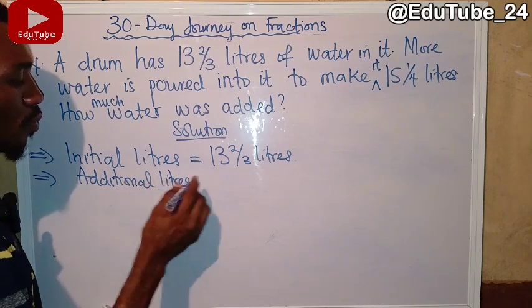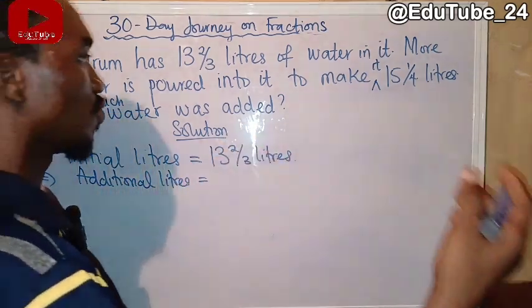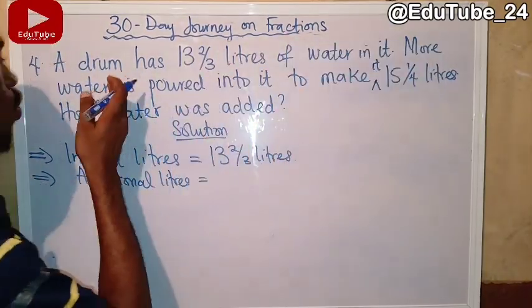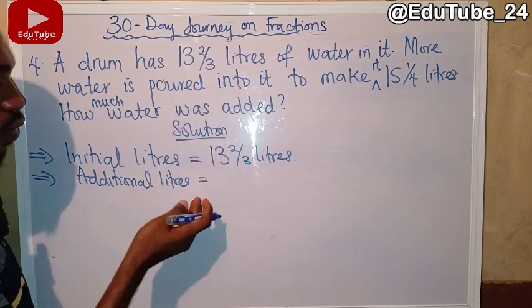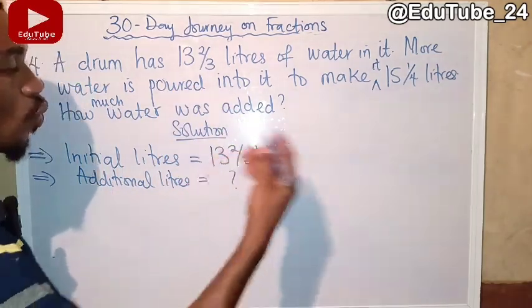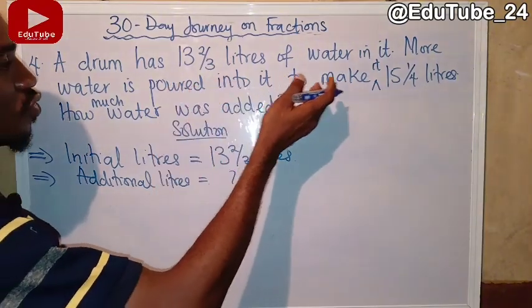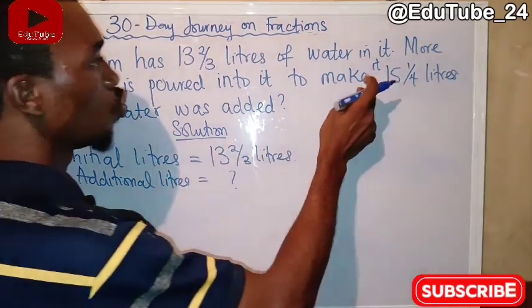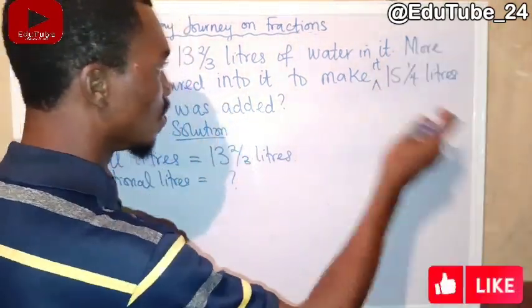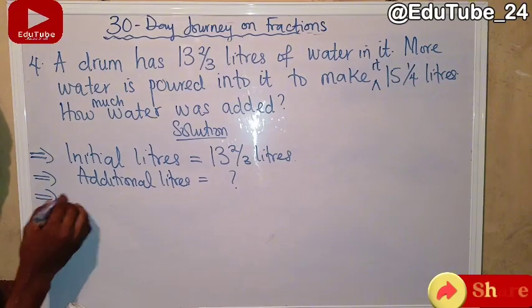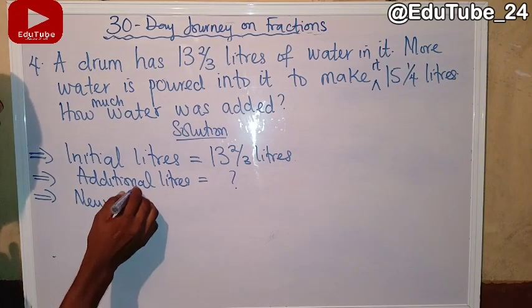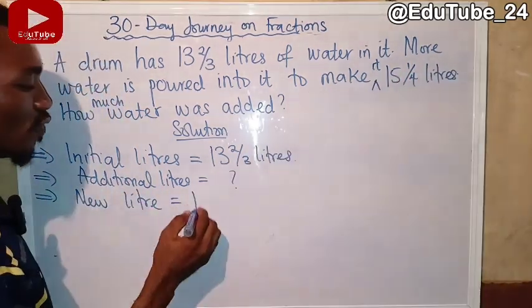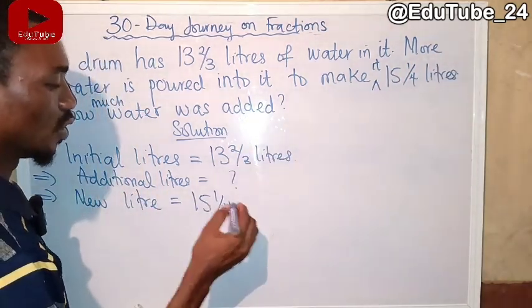Additional liter. Now, unlike the question that we solved before, we weren't given the additional liters in this regard. More water is poured, but they didn't give us that more water that was poured. So I'm going to put a question mark to show what the more water that was poured is. And then proceeding, the sentence says into it. That means more water was poured into the initial liter to make it. To make it means the new liter. So making it will be the new liter, to make it 15 whole number 1/4 liters. So the new liter is 15 whole number 1/4 liters.